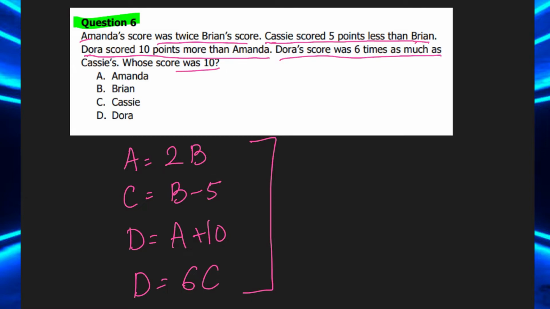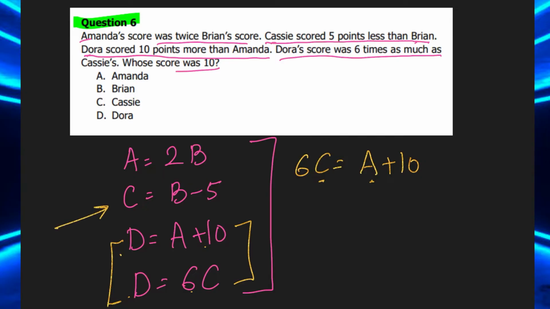Now let's see, looking at these two equations, we can see Dora equals 6C, Dora equals A plus 10. We can say 6C equals A plus 10, looking at these two equations. Now we have to decide, are we trying to eliminate C or A? Now I can see eliminating.